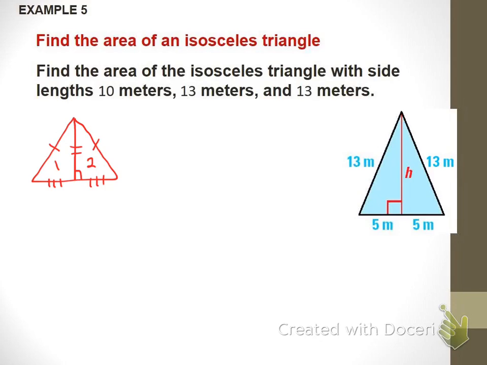So what that means is that when you drop an altitude down into an isosceles triangle, that altitude is going to bisect the base. So when we tell you that there's an isosceles triangle whose sides are 10, 13, and 13, and we drop the height down, or the altitude down, then as the diagram shows, it's going to take that 10-meter base and cut it in half, 5 and 5. But the base is still 10. Remember, the base is still 10. So that should give you everything you need to know to find the area of this triangle.